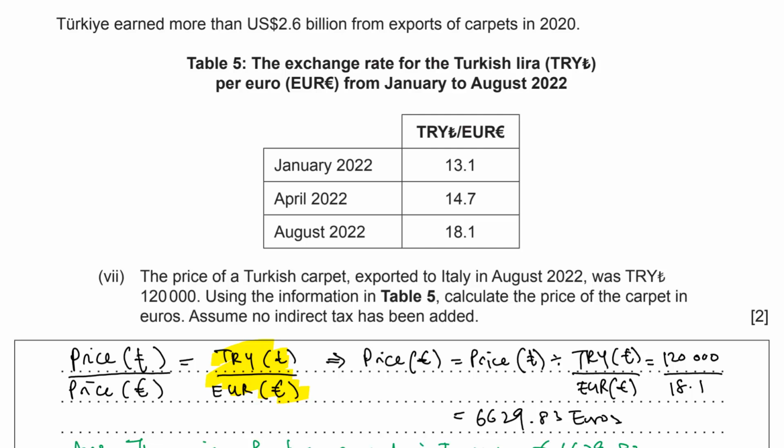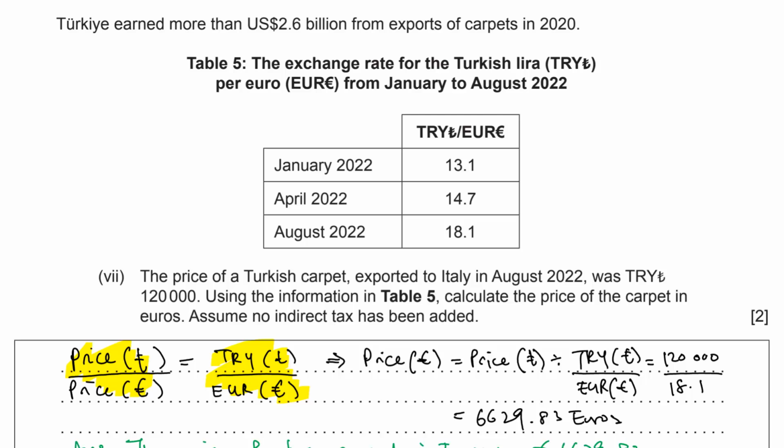So the ratio is lira to euro. What you want then is to maintain that same ratio when you're looking at the price. So the price should therefore be in Turkish lira to euro, right? We're going to keep Turkish lira on top, and we're going to put euros on the bottom. So the ratio is maintained.